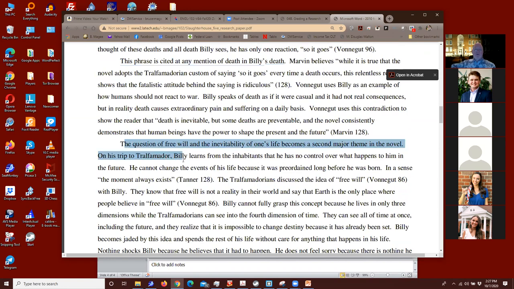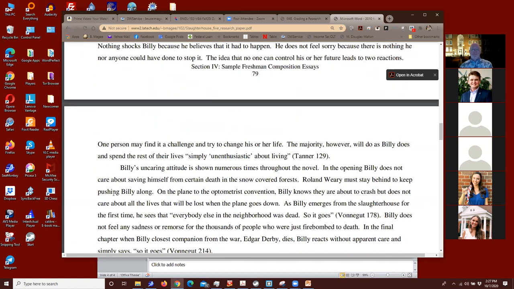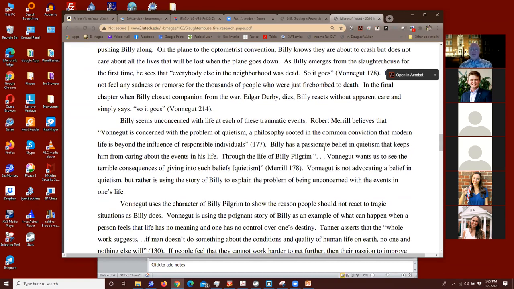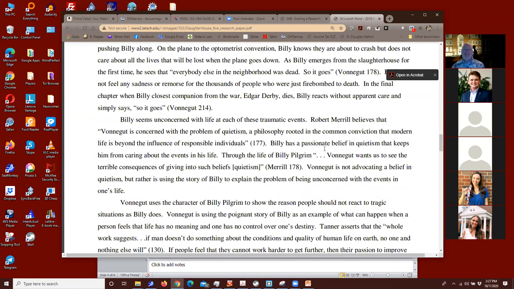"The question of free will and the inevitability." Oh, so he works that in there at some point, but he's doing that in addition to all this other stuff. So instead of being a tightly focused paper that unfolds a detailed argument about this idea, he's going to drop a paragraph or two on it. "Billy's uncaring attitude." So this is quietism, right? So he worked both the first and the last sentence into it. "Seems unconcerned with life." Today we might say that he has some sort of PTSD rather than that he's truly apathetic.